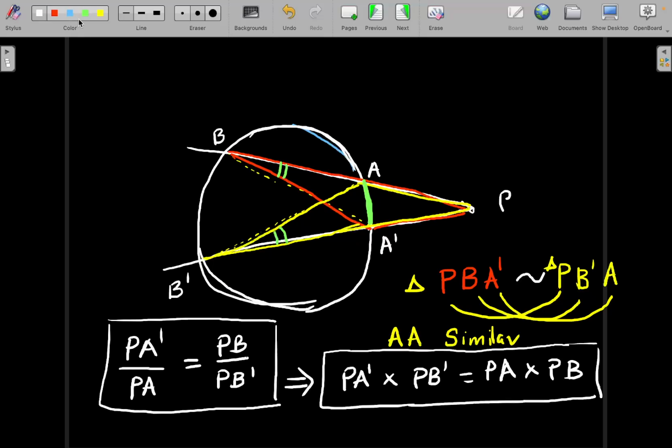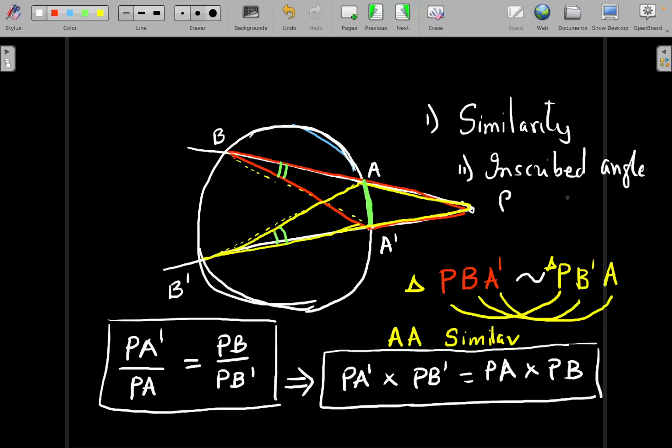Now let's quickly write down here that we used the two wonderful things we have learned, which is similarity and also the most fundamental thing that we learned, the inscribed angle theorem. So two good friends coming together to give a wonderful result called the power of the point.